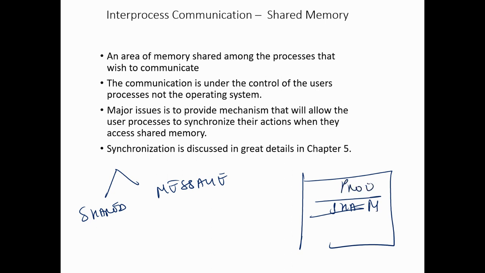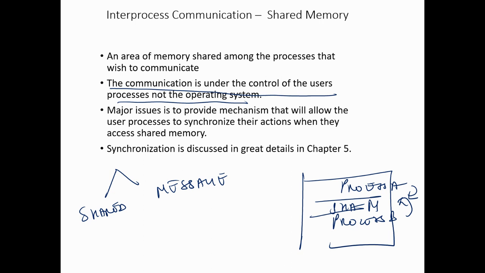Both process A and process B use the shared memory to communicate with each other. And this communication is under the control of user processes, not the operating system. The very, very important thing, guys, the communication is under the control of the user processes, not the operating system. The operating system will not control the communication.